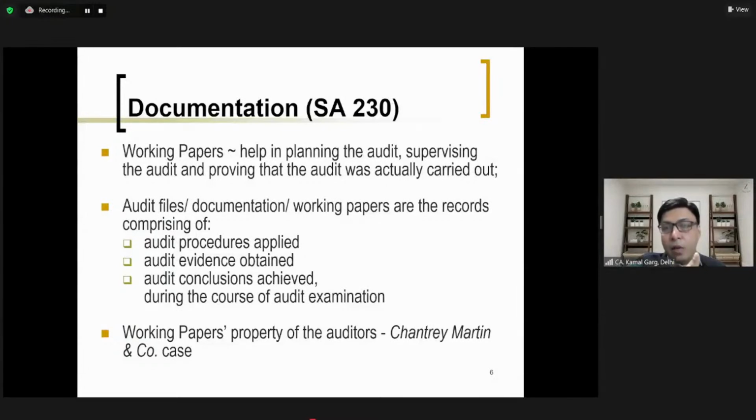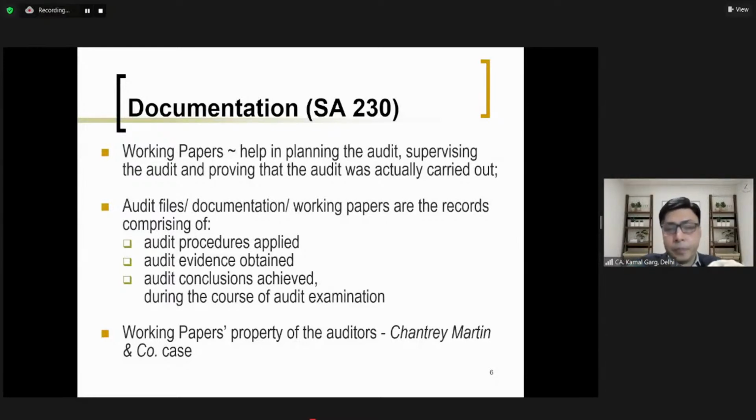So there may be a scenario, like nowadays you must be seeing in the newspapers also, NFRA is doing the quality review of most of the CA firms who are into the listed domain. So when NFRA comes to your office for seeking the information, it is your duty to furnish the working papers of the respective client you audit. Now, having said that, let us move forward.